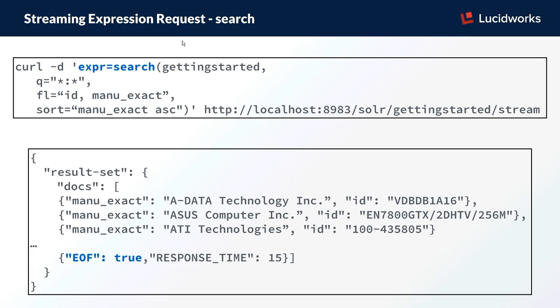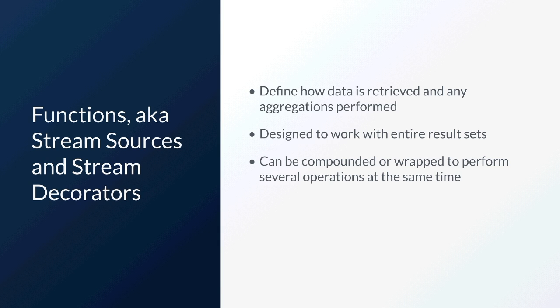And the response here is going to look a little bit different from the standard Solr response. Essentially, we start with a result set and documents, and then it's a stream of tuples representing the documents in the sorted order. One thing to note about this is the EOF true at the end, which indicates the end of the stream. And that is how any clients who might be consuming the stream will know that the stream is complete. The search function is just one of several functions that are available for streaming, and we'll get into more of what those are.